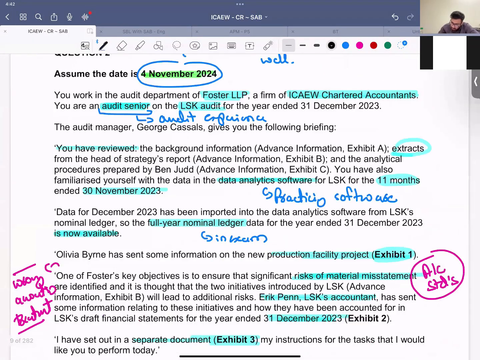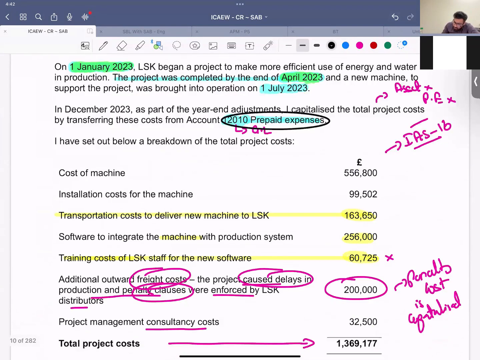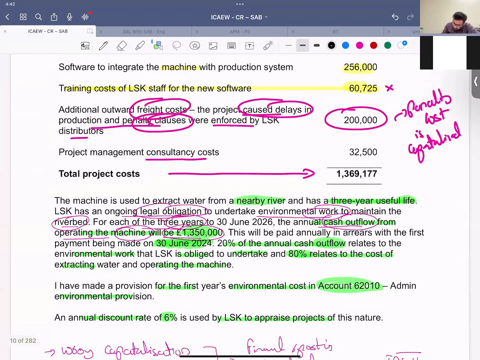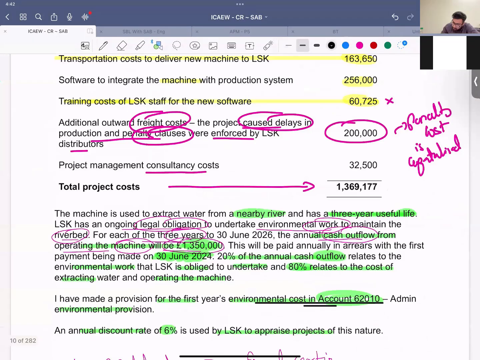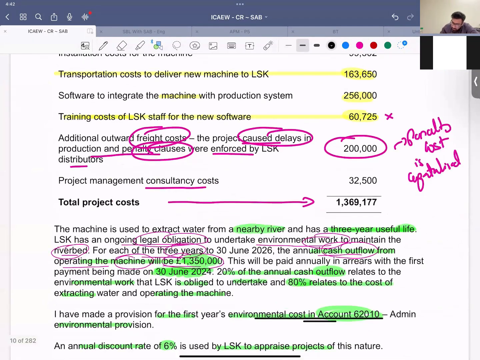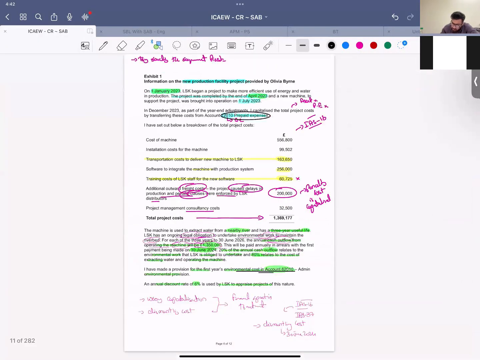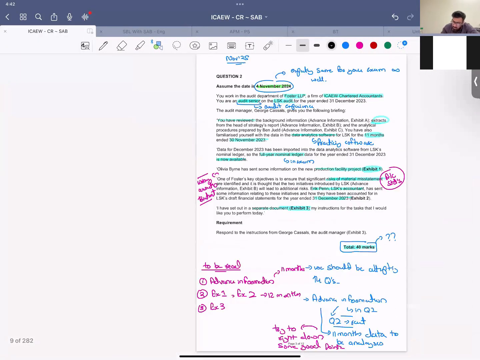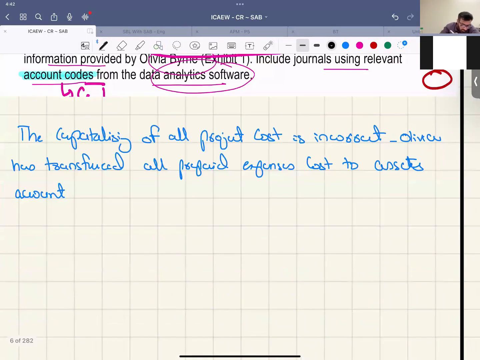So prepaid expenses is this account, 1210. It's going to be great if you can write these sorts of accounts. It's going to help you a lot. And for any asset account that has been transferred, if we can't see it here, then if it's not given, no problem.